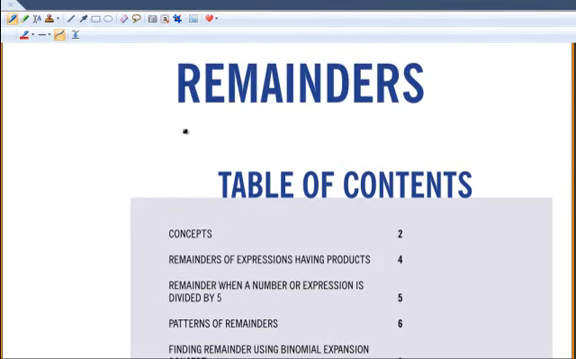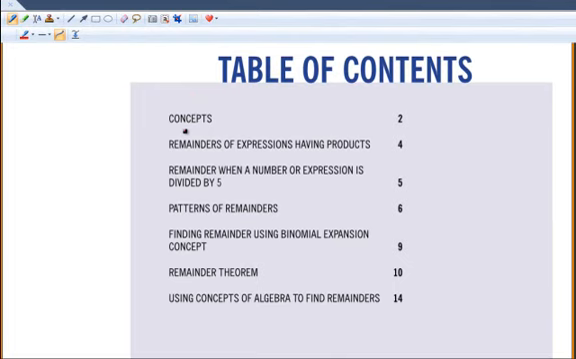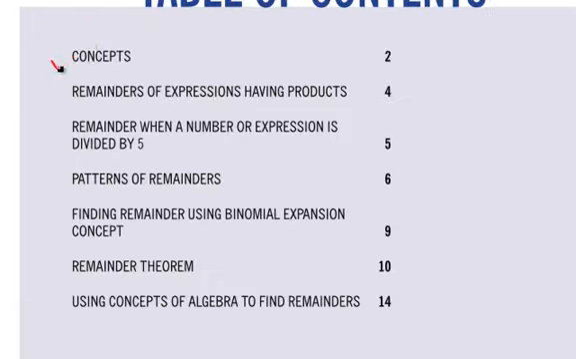In this chapter on remainders, first we will learn some of the fundamental concepts. We will learn how to find the remainder of an expression having a sum or an expression having a product when we divide such an expression by a number or another expression. We look at what happens to the remainder when an expression or a number is divided by 5. It follows some pattern, so we look at that.